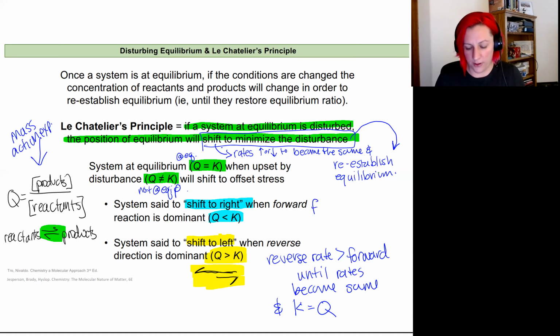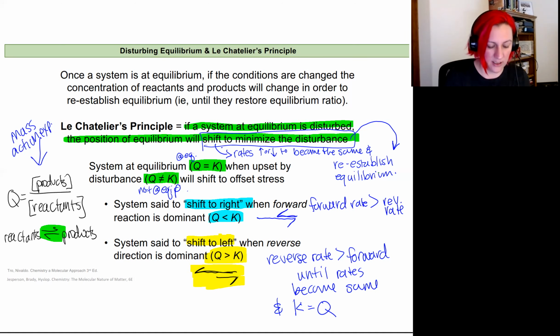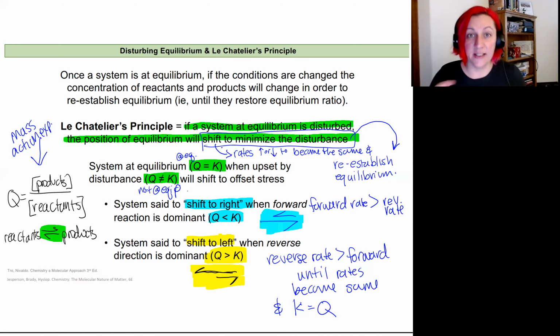So our forward, let's abbreviate that differently. So our forward rate is larger than our reverse rate. And the way I would represent these arrows is a larger arrow to the product side and a smaller one to the reactant side, to show that it is the forward reaction that is dominating the system at the moment to reestablish equilibrium.